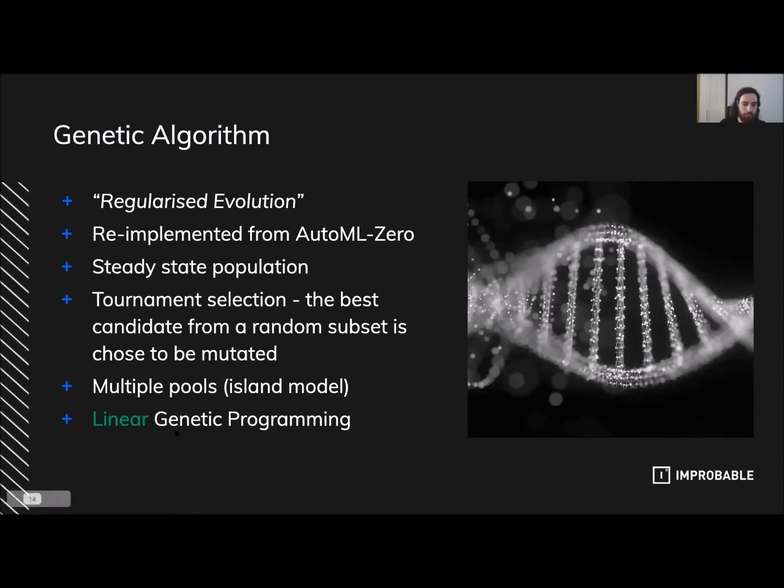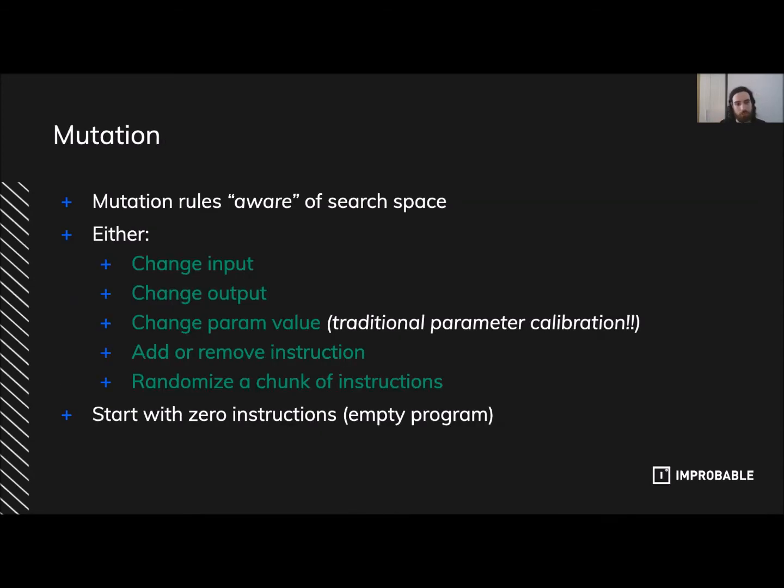And interestingly, this is linear genetic programming. Some approaches to genetic programming use a graph structure to represent the program, whereas we're representing it as a linear list of instructions, basically. Now, because we're using linear genetic programming, the mutation rules need to be aware of the search space. So you can't just randomly mutate the encoding.